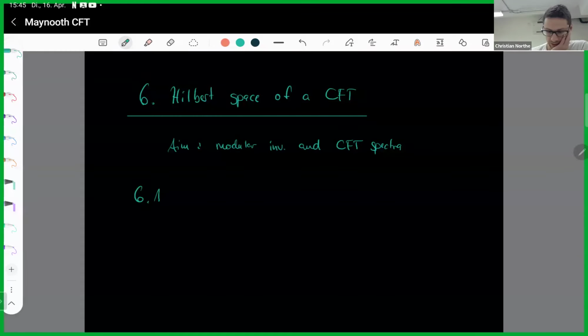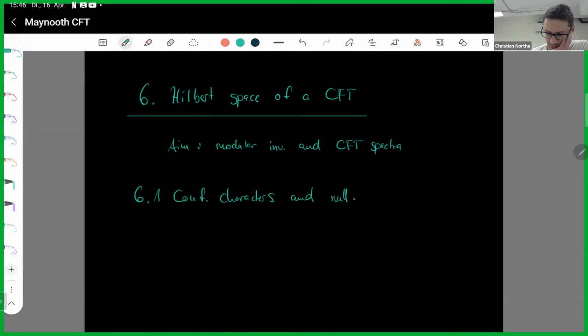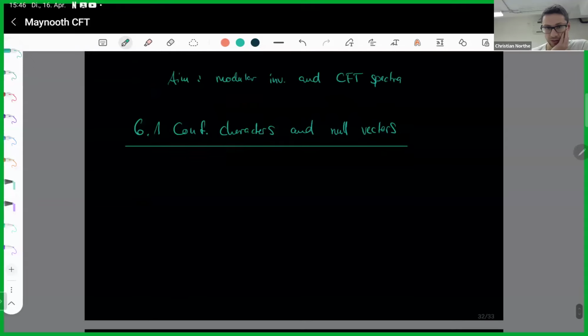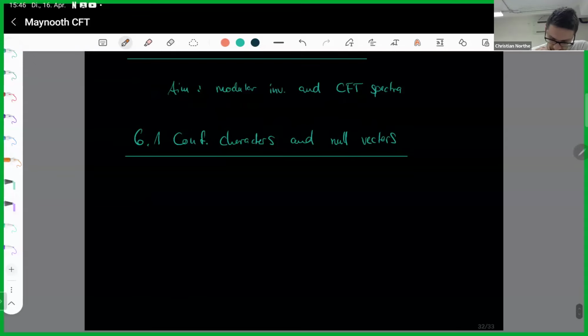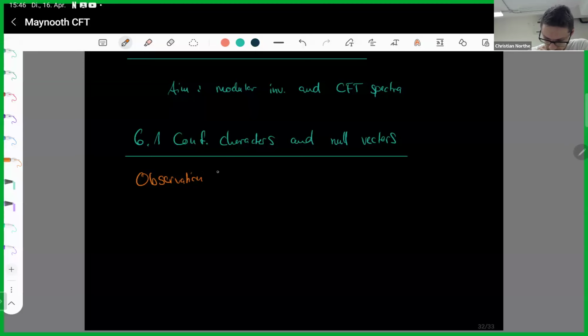6.1 is conformal characters and null vectors. So, conformal characters and null vectors. So, observation. I've already said it. And now we're going to be concrete. Verma modules can be reducible.